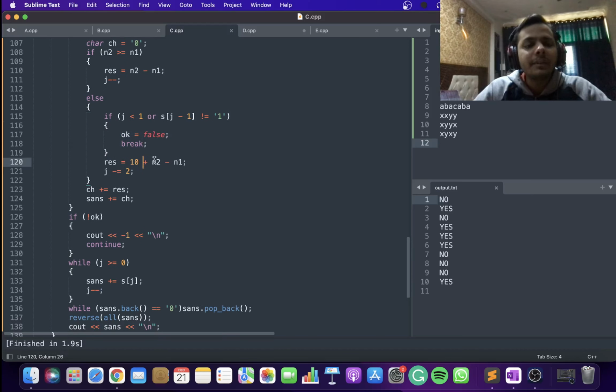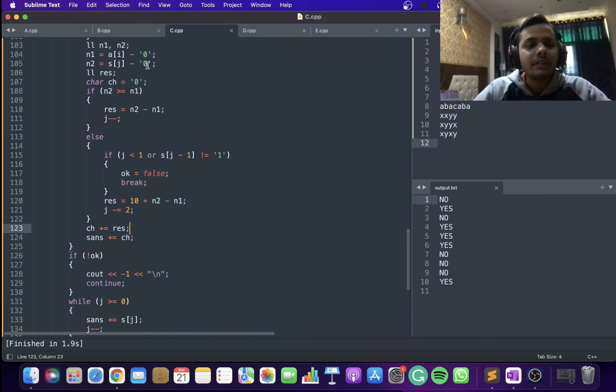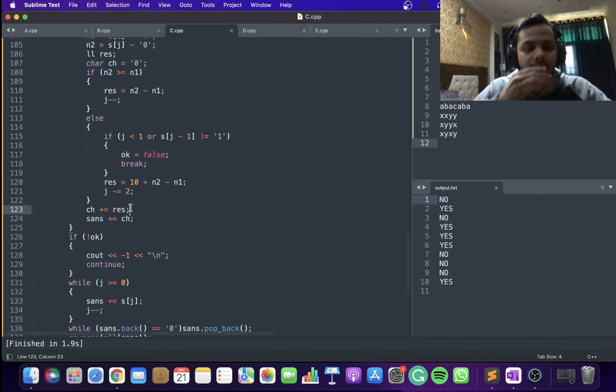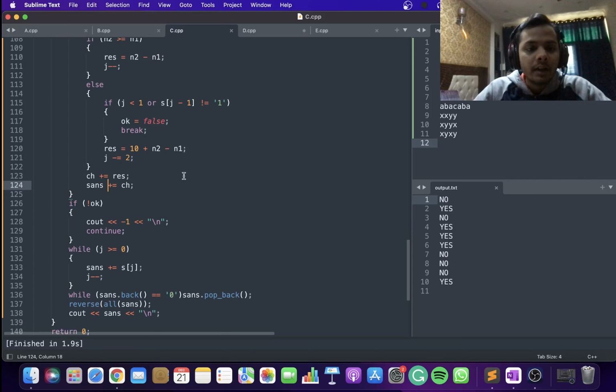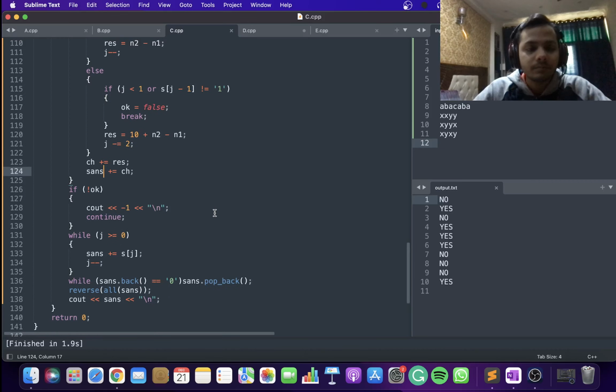And this time the result will be 10 plus n2 minus n1, and I will do j minus equals 2, and I will form the corresponding character. I will start with 0 and I will add the rest to it, and then I will just add this to my answer B, right? Again, another thing to notice is that we are going from right to left. That means we are constructing our answer from right to left. So finally, we'll have to reverse the answer as well.